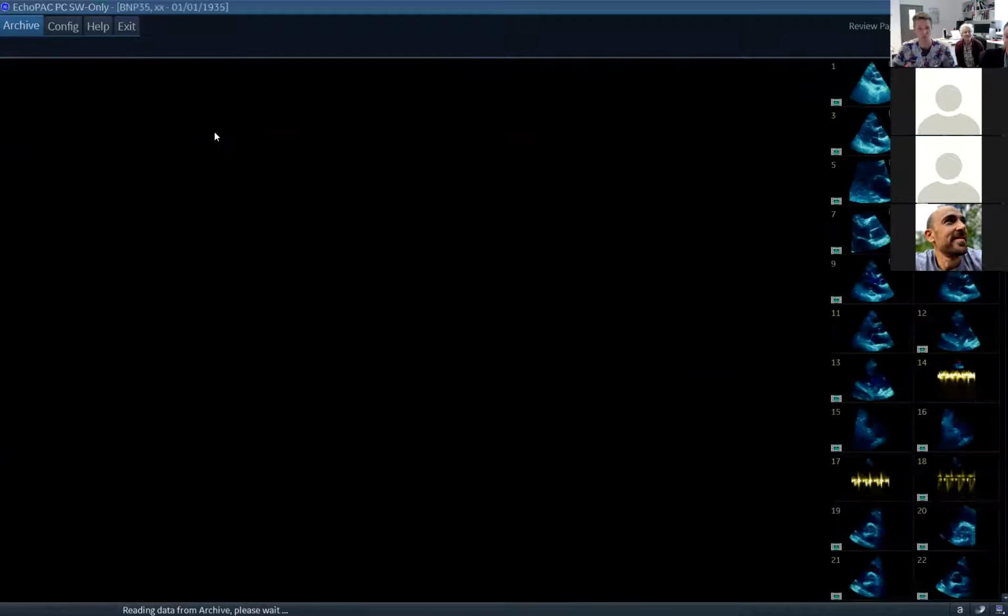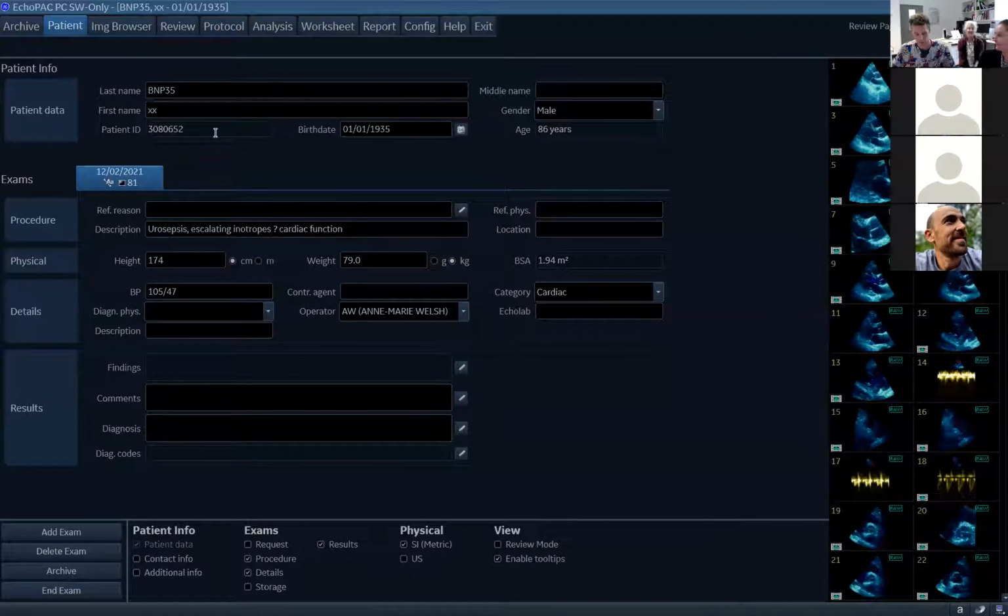Yeah. So we've got a gentleman with urosepsis. He's on escalating inotrope requirements. Query cardiac function is the reason we did it.